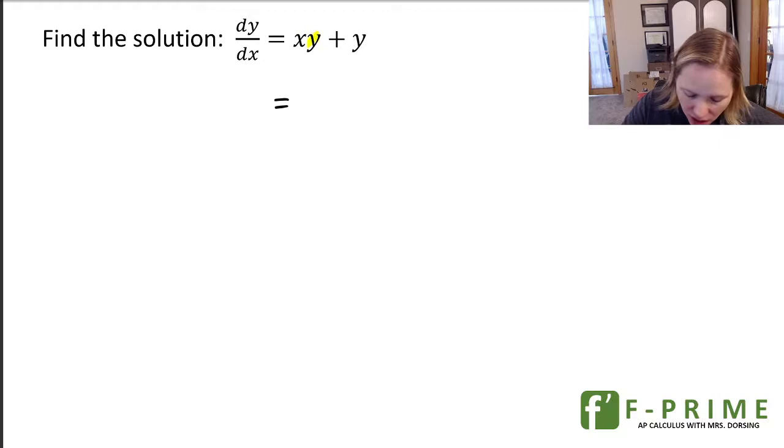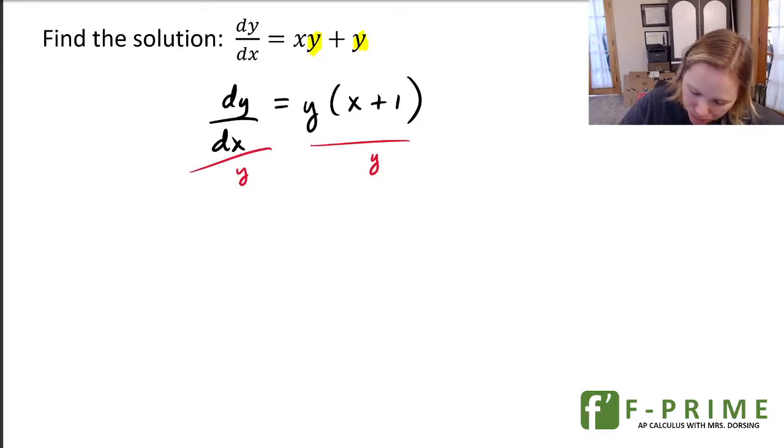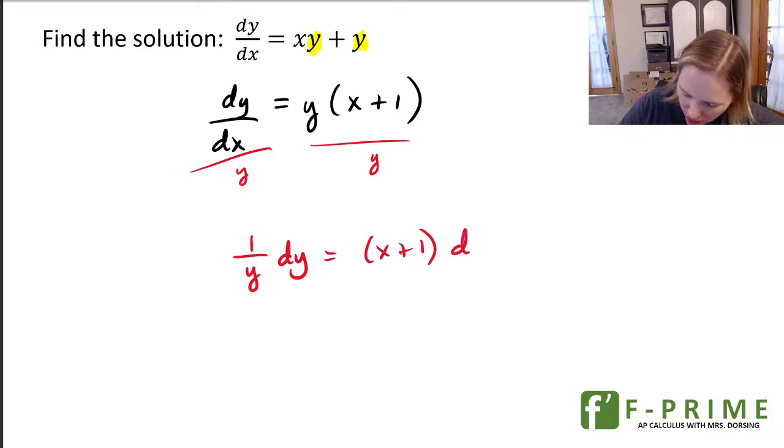And I notice that I have a y here in both terms. So what I'm going to do is separate out my variables. And I'm going to write this problem like this. Now I have something factored out. I can divide out that y. So when I divide both sides by y, and put the dx on the other side, I get 1 over y dy equals x plus 1 dx.